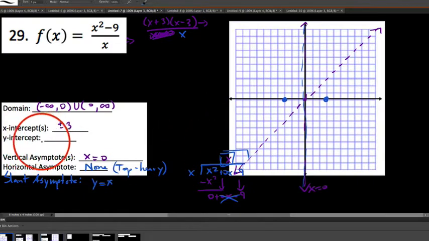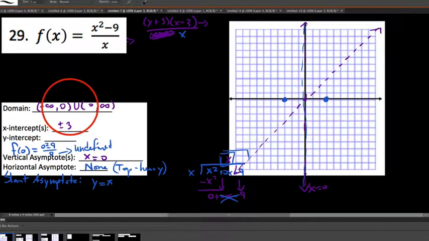And for our y-intercept, remember, we plug in 0 for x. We say f of 0. It's really 0 squared minus 9 over 0, which is, oh, well, wait a second, undefined. So why is it undefined? Well, last time I checked, that was our undefined value. So our y-intercept doesn't have one. We're just going to table some values.